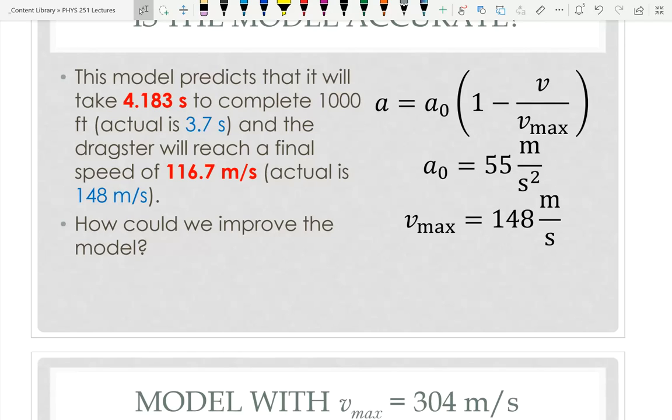And I get the speed at the end of the race is 116.7 meters per second, which is wrong because I told you it's 148 meters per second. So right now it looks like my model is horrible, right? But how can we improve it? There's one simple change I can make to improve it. One thing that's definitely wrong. I put in my Vmax was 148 meters per second and my A0 was 55 meters per second squared. But one of those is really the wrong number and you know it's wrong. Which one's wrong?